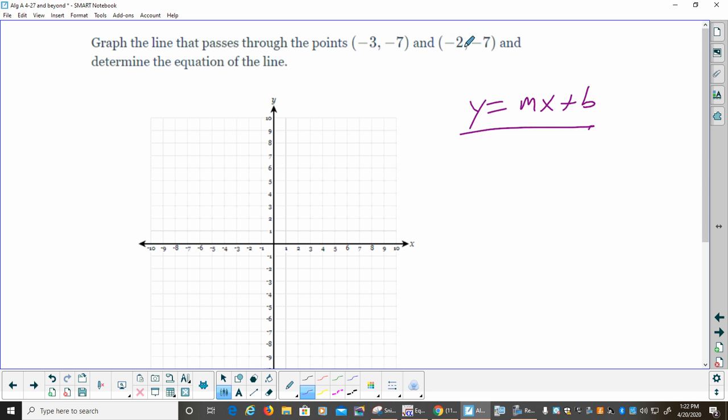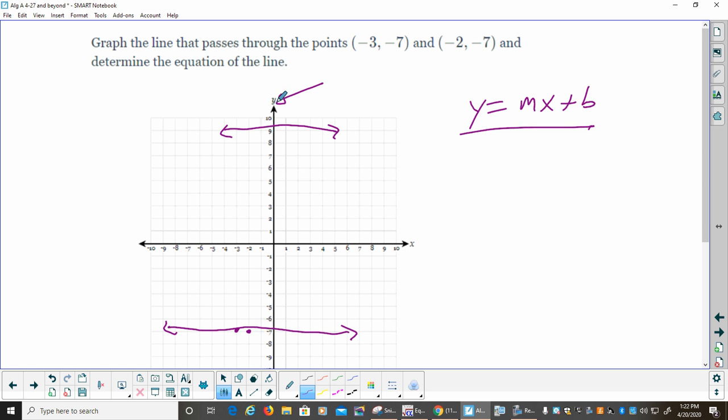Plot the points. -3, -7. And as soon as you put this point on there, it's going to draw the line. -2, -7. So it's going to draw you a horizontal line. And whoops, it's not very horizontal. It's kind of wiggly. It's a horizontal line. All horizontal lines will only cross the y. It doesn't matter where I draw it. It's only crossing the y-axis if it's horizontal.